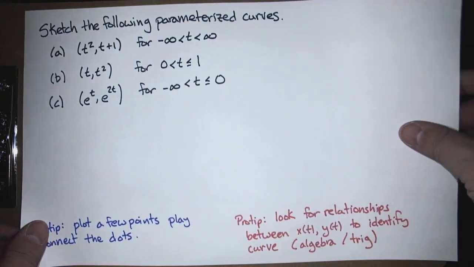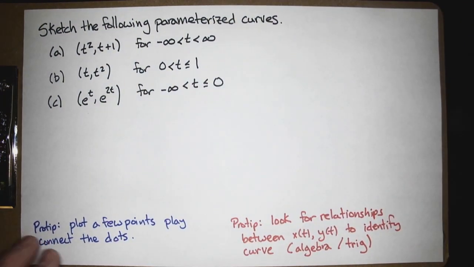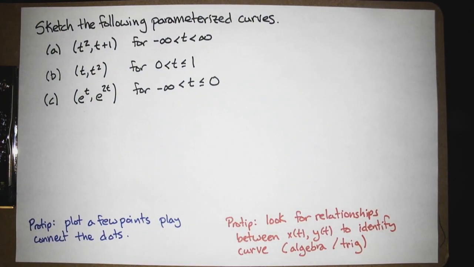Well, let's try this out. Sketch the following parameterized curve. So we have a few curves here. t squared, comma, t plus 1, where t runs from negative infinity to positive infinity. Well, let's just start with that one. Now, what can we do? Well, we can do a few things, so there's some suggestions here.